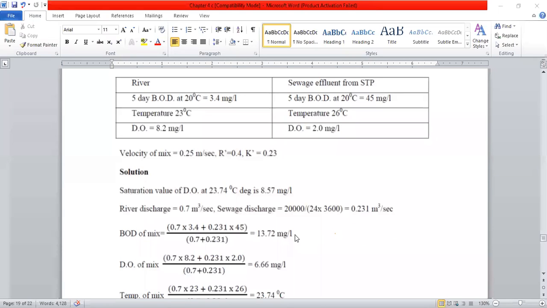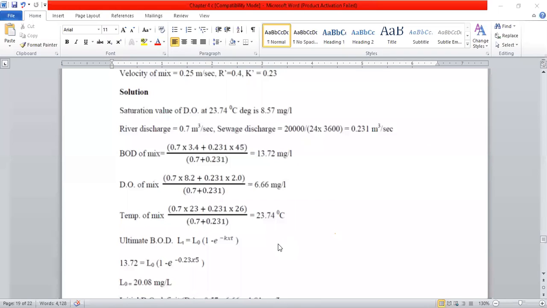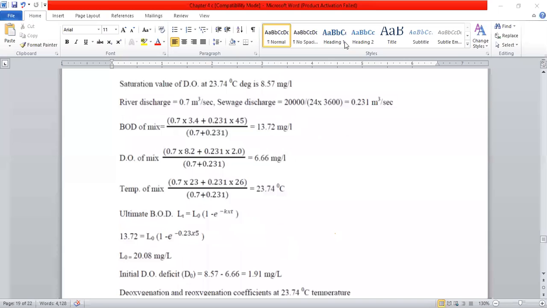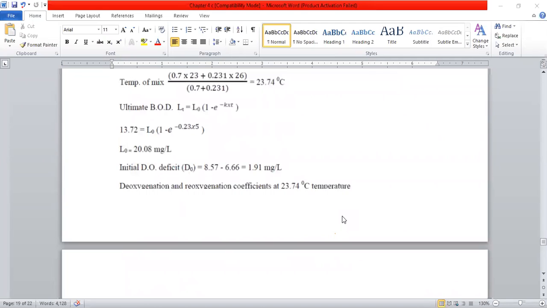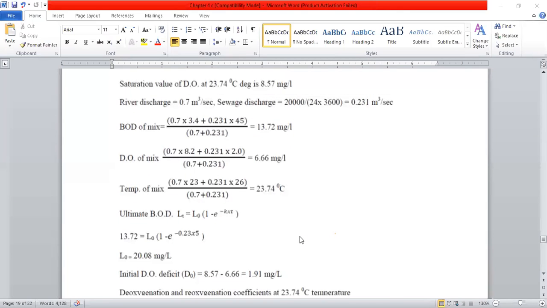Okay, guys. BOD mix you can determine by this formula. DO mix you can determine, and the way you have determined BOD mix and DO mix, you can determine temperature mix. Are you there? Is there any difficulty to understand? No, up to here there is no difficulty. Sorry, if you have not copied, please copy it. I will give you 2 minutes to copy.